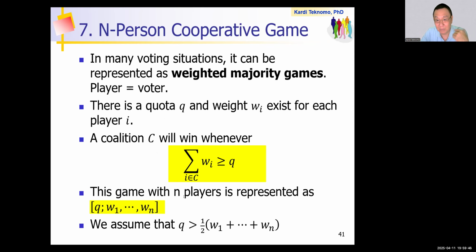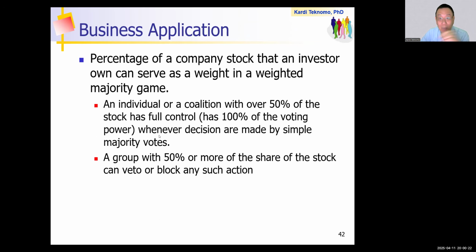In this game, you have n players, and each player is represented by a weight, W1 to Wn, and then there is a quota Q at the beginning, with a semicolon. You assume that Q must be larger than half of the total weight. So this is what we will do, so that you can start to see the application. You can apply this to politics, to business, and even to projects.